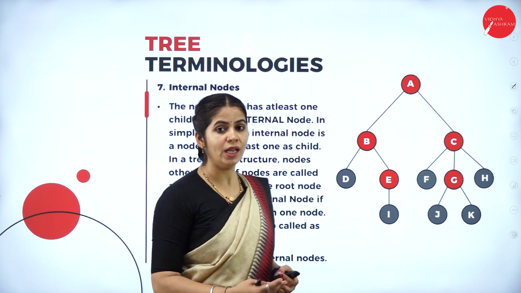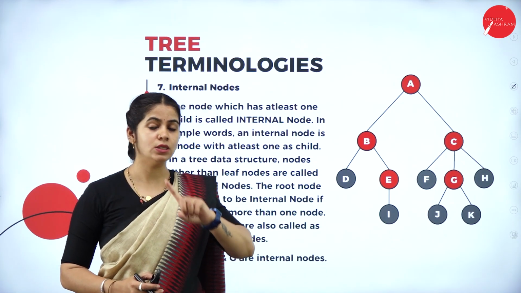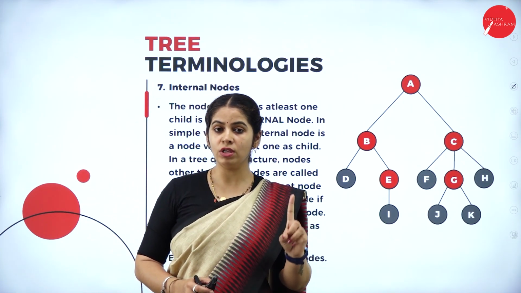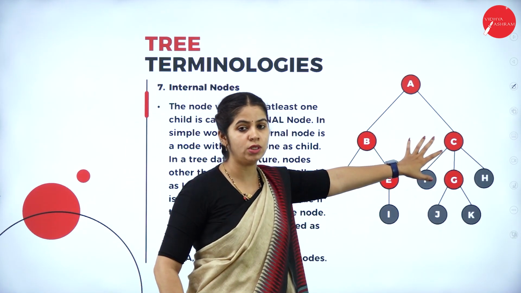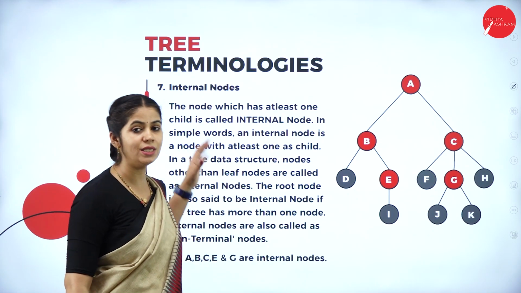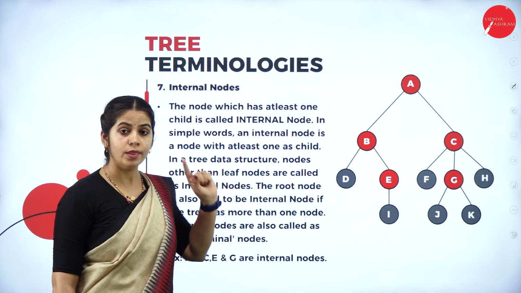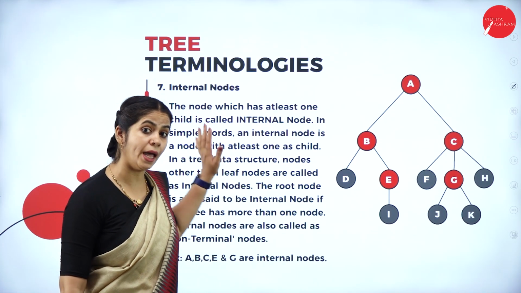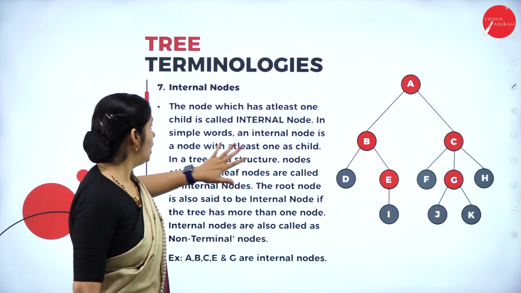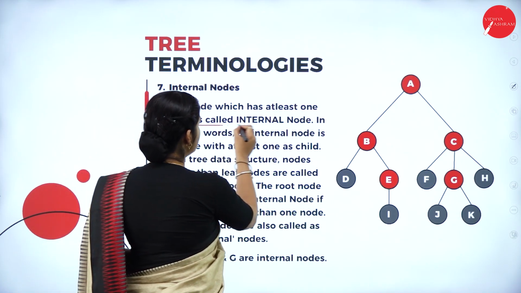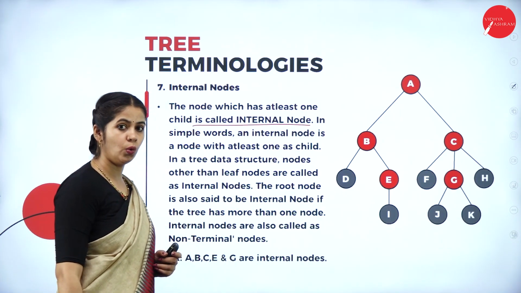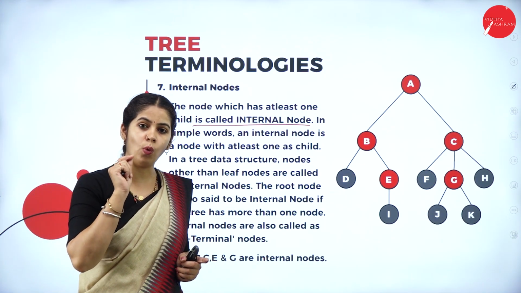Then what comes with the internal node? The node which is not the root node and not a leaf node. Whatever nodes are in the middle are called intermediate nodes. The node which is not a leaf node, and which has at least one child, is called an internal node. A node that has at least one child.